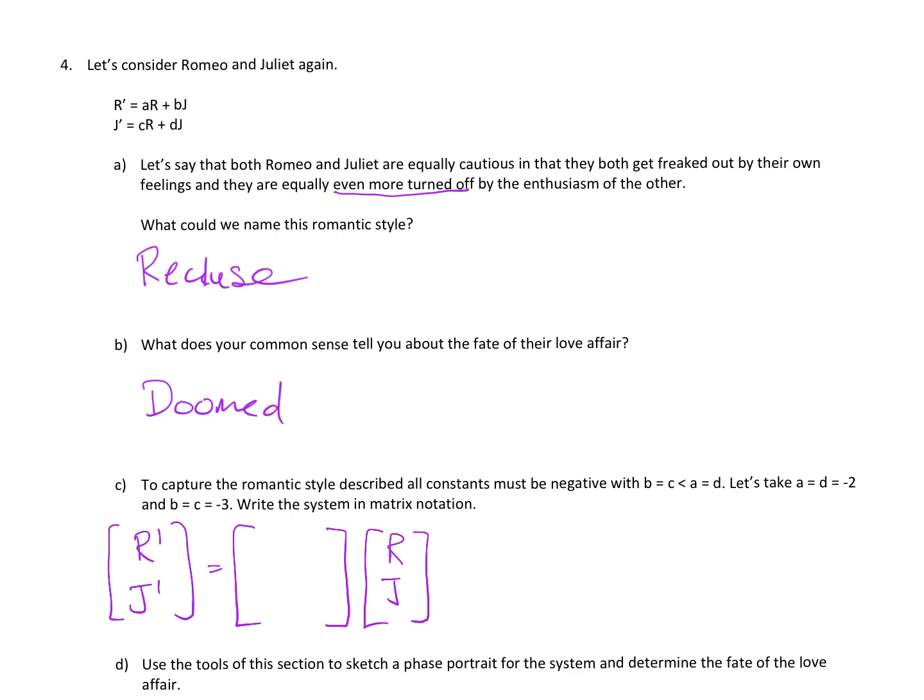Okay, so Romeo is AR plus BJ. So A is -2, B is -3, and then C and D are going to be, okay, so C is -3 and D is -2.